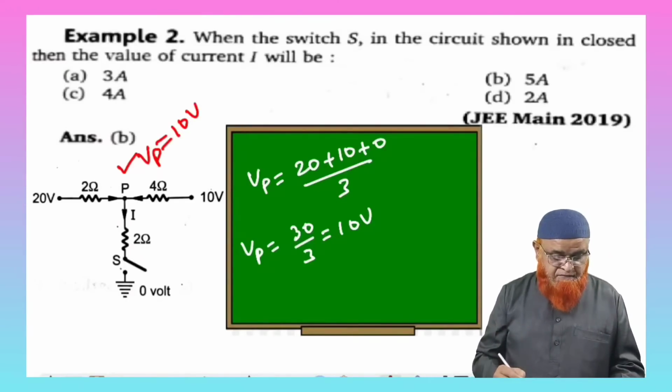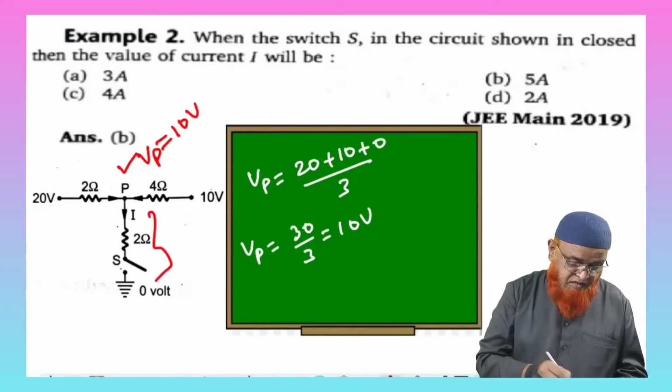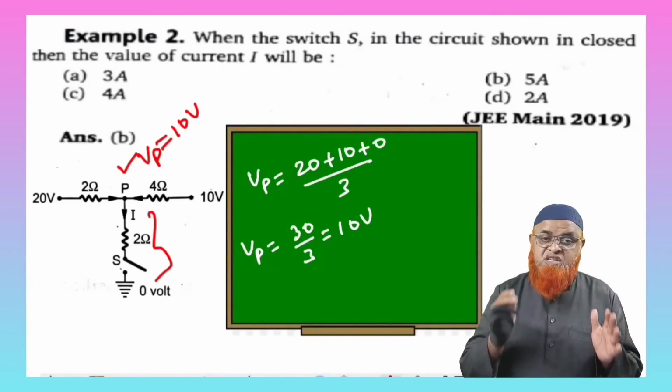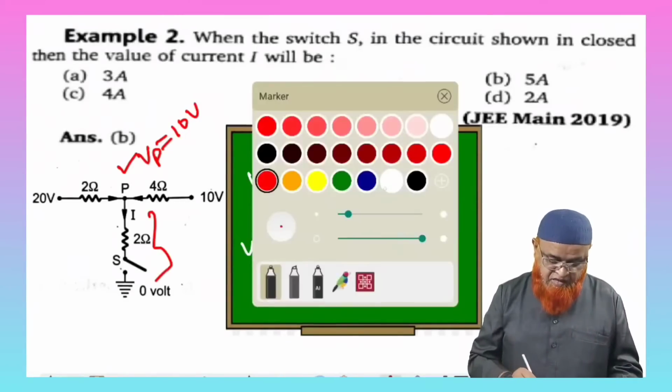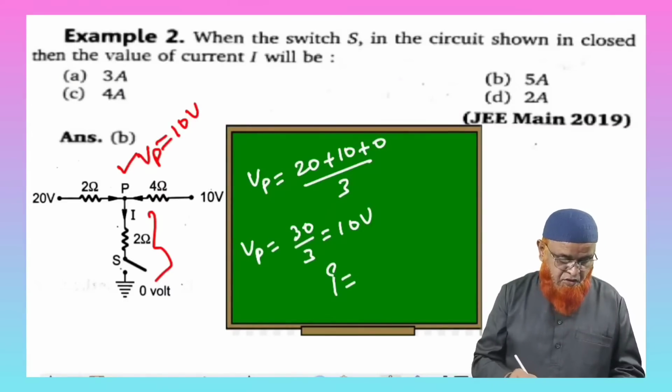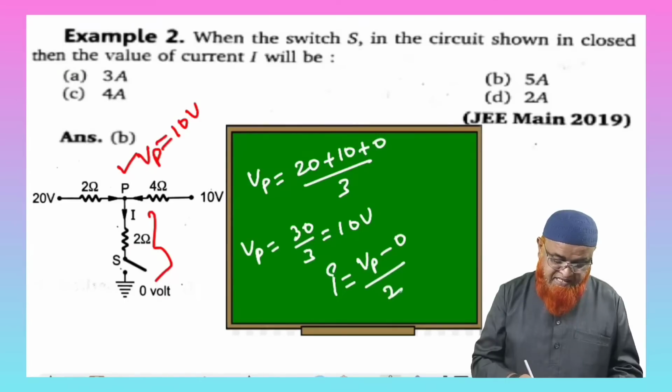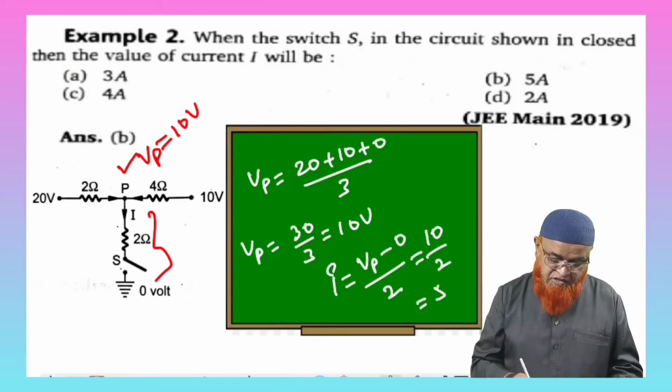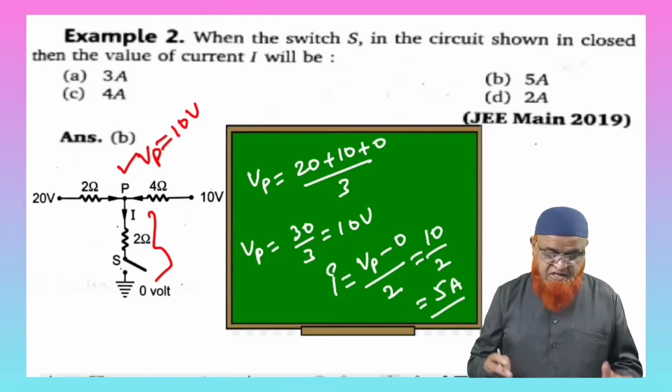Now you can find out what is the current passing through this wire, in which there is 2 ohms resistance. For that, the simple method is you can find the current I is equal to (Vp minus 0) by resistance, that is 2 ohms here. We already got Vp as 10. So (10 minus 0) by 2 is going to be 5 amperes. So this is your shortcut method.